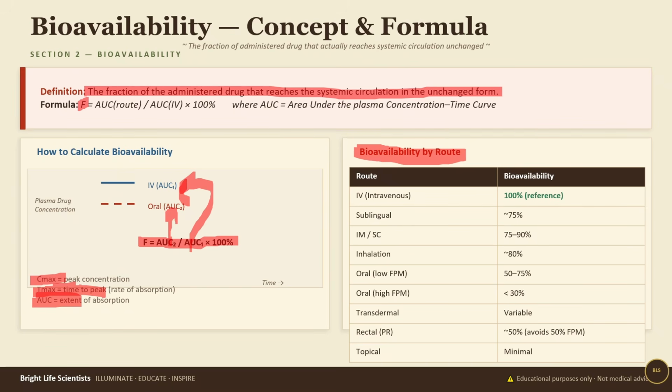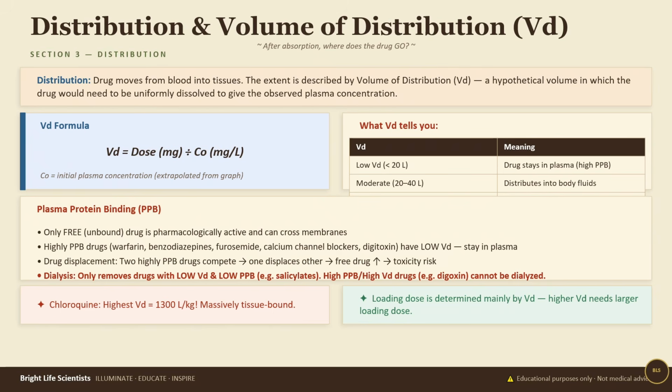Now, let's talk about distribution and volume of distribution. Once a drug is absorbed into the bloodstream, it distributes, spreading from blood into tissues. The extent of that distribution is described by the volume of distribution, which is denoted as Vd. The formula of volume of distribution is dose divided by concentration, the initial plasma concentration. The dose is in milligrams and the initial plasma concentration is in milligrams per liter.